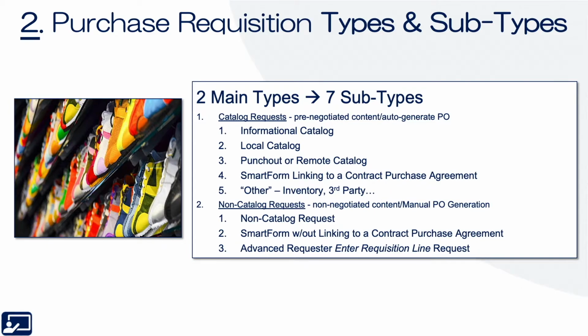Then you also have non-catalog requests. So this is the non-negotiated content. We've looked in all the different constructs for pre-negotiated content. We haven't found anything. Now we're going to order off script, if you will, in a non-catalog request. And you'll see that more here in a bit.